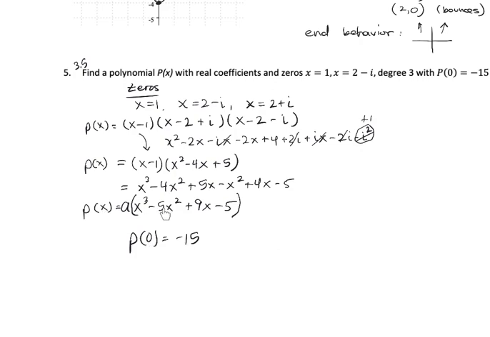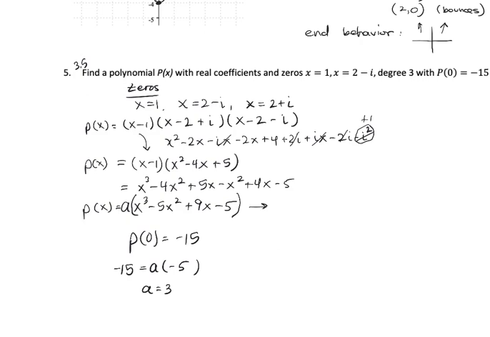0 is going to replace x, and we're going to leave a as a variable. So negative 15 replaces p of x. And then if all of the x variables are replaced with 0, it becomes 0 minus 5, which is negative 5. So it's a times negative 5. If you divide both sides by negative 5, you get a equals 3.